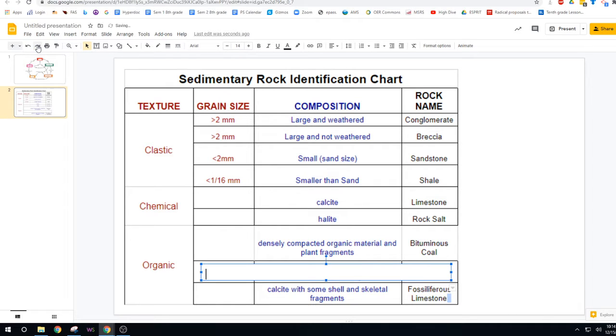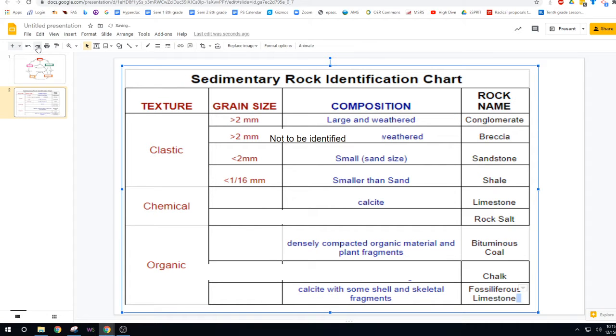And the first thing that we're going to do is we are going to get rid of chalk. I'm not going to make you identify chalk. Okay. The next thing that I'm going to have you get rid of is halite. I'm not going to have you identify halite. The next thing that I'm going to have you get rid of is breccia, because I am not going to ask you to identify it, although I do ask that you understand what it is.